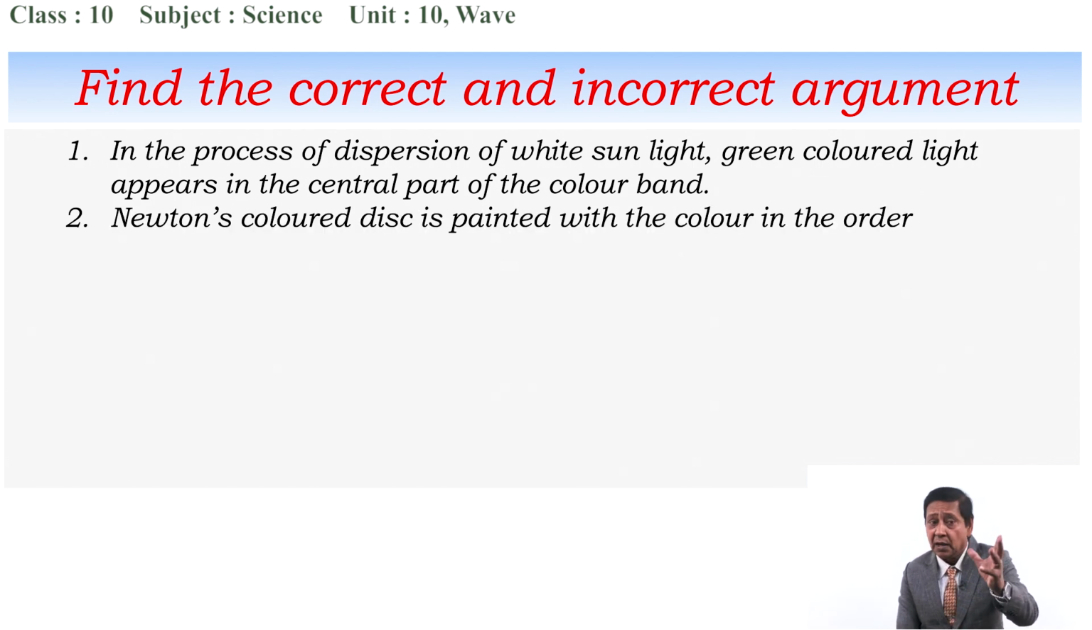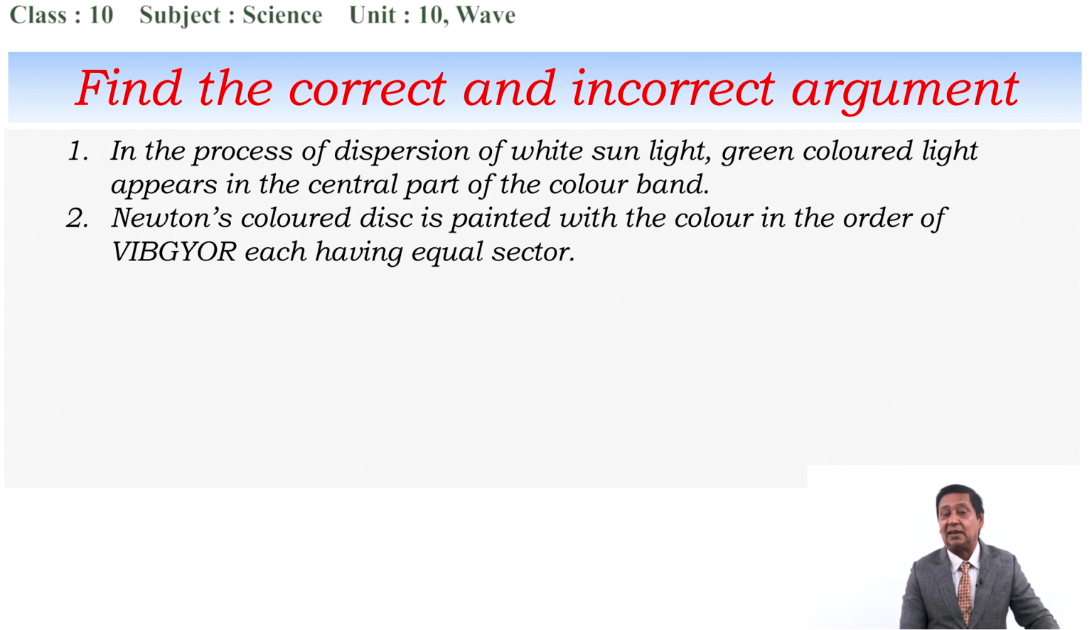Keep on thinking. Newton's color disc is painted with the colors in the order of V, I, B, G, Y, O, R, each having equal sector. Is this correct? Just think about this. If you cannot, I'll answer all the questions.